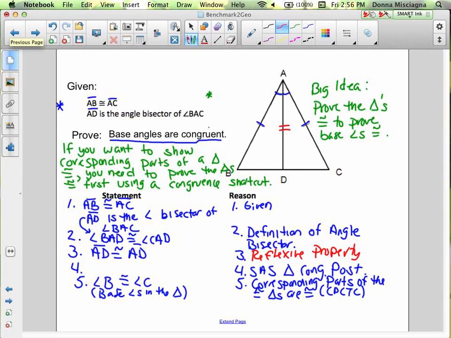And then what triangles do we prove congruent using side angle side? Well, our two triangles there, we want to match up the corresponding parts. I'm going to call it triangle BAD. So if I call it triangle BAD, angle B goes with angle C, angle A goes with angle A, and angle D goes with angle D. And we have written the triangle congruent statement.